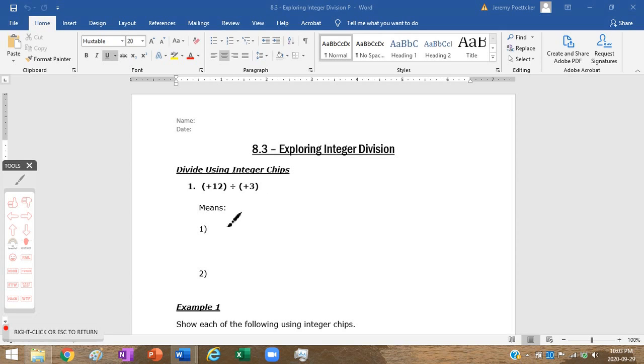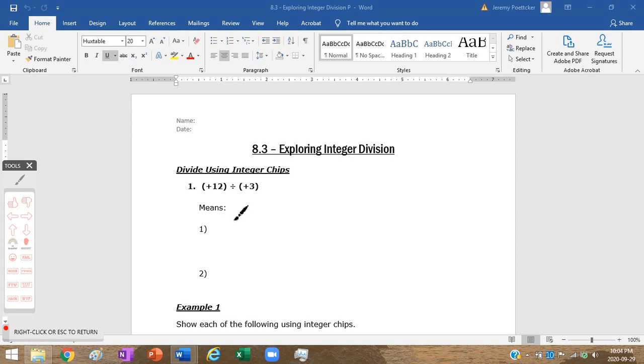Signs are different, quotient will be negative. So let's just think though quickly about what does it mean again to divide something. So if I have 12, in this case positive 12, divided by positive 3, means I've got 12 somethings. And one of the ways that I can look at that is I can divide it into groups of 3. So I've got 12 things, and I want to divide them into groups of 3.